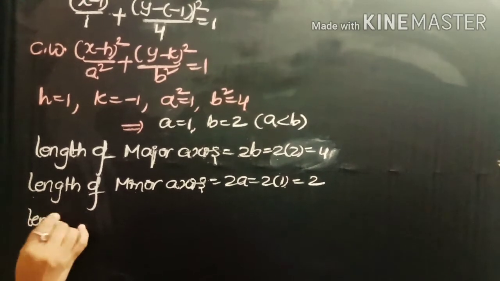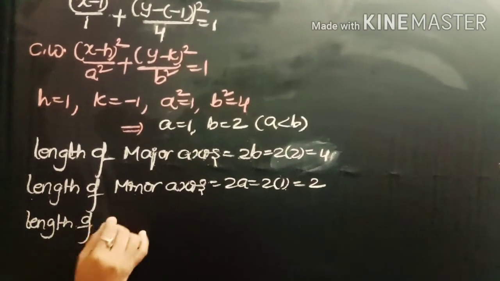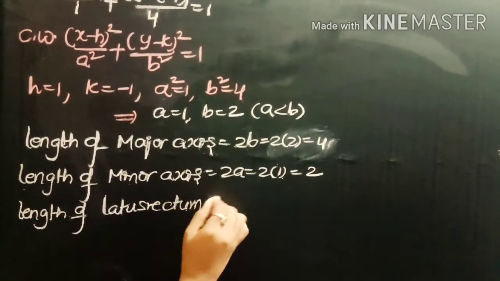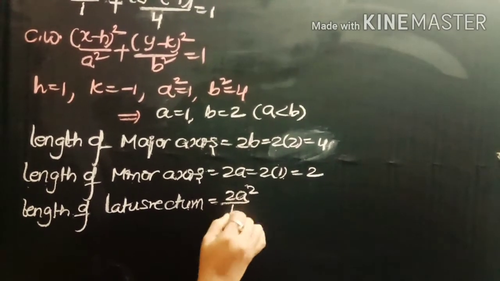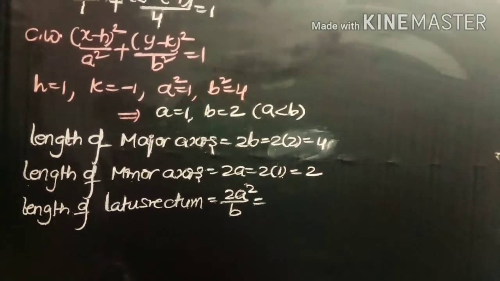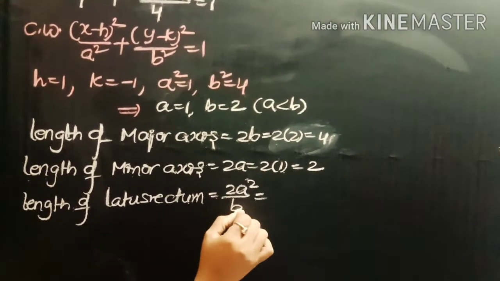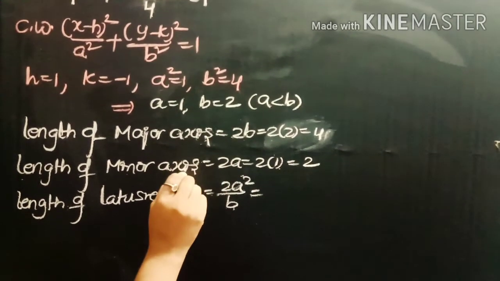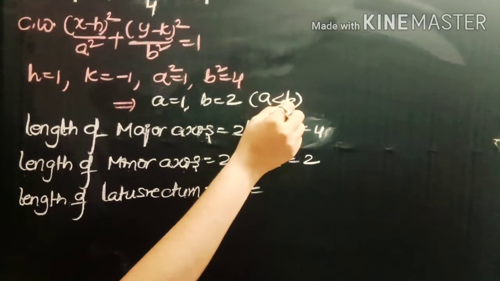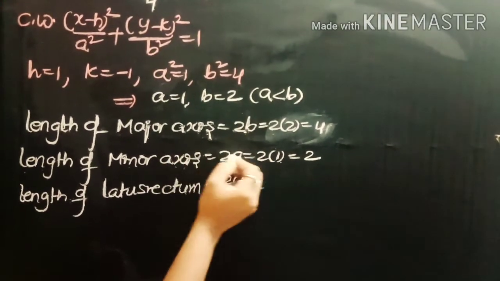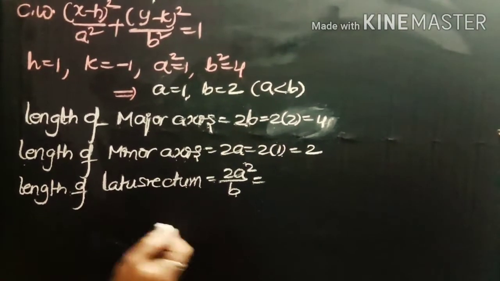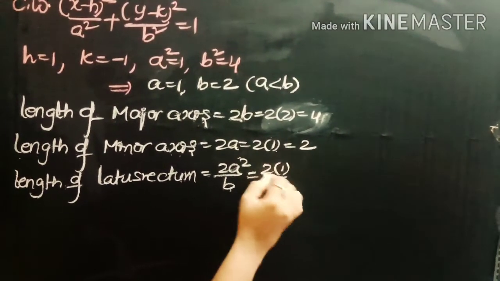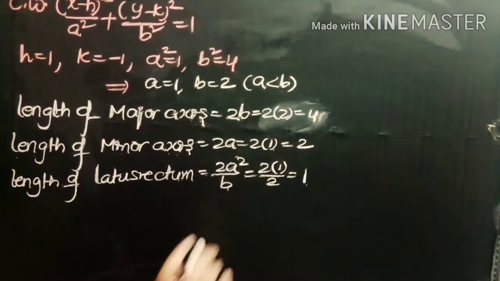Next, length of latus rectum. This is the second case, so we take the formula 2a square by b. In the first case we write the formula 2b square by a, but here we take 2a square by b. In the first case length of the major axis is 2a and minor axis is 2b, but here in the a less than b case, length of the major axis is 2b and minor axis is 2a. Length of the latus rectum, second case formula 2a square by b, that is 2 into a square value 1 by b value 2, that is 2 by 2 equals to 1.